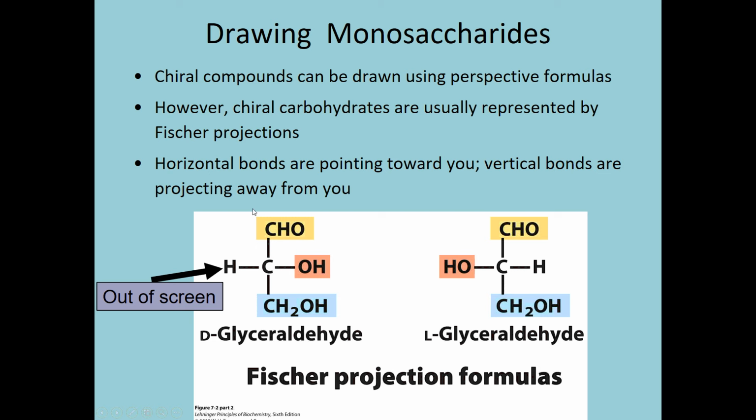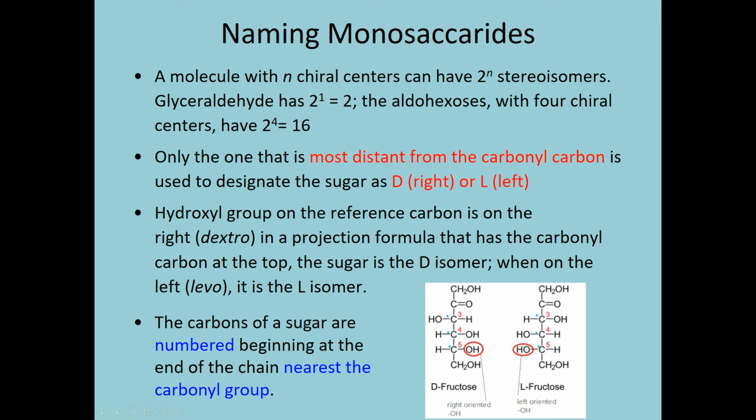If it's vertical, it's going more into the screen. And so when you're here on the carbon, and I'm going to show you this in a little bit more detail, when you're looking at your carbon that is going to determine whether you're D or L. When it's on the right like this, you're going to call that D, and when it's on the left, you'll call that L. So let's get to something a little bit larger than the 3 carbon, and I can show you how we name these monosaccharides a little bit better.